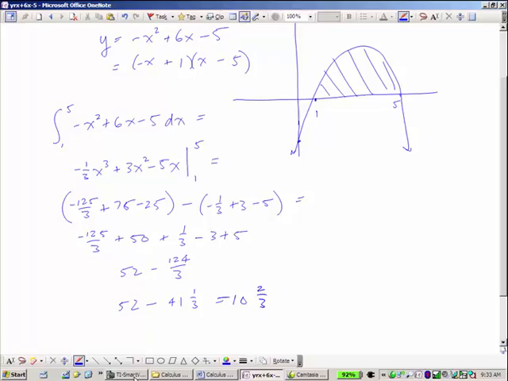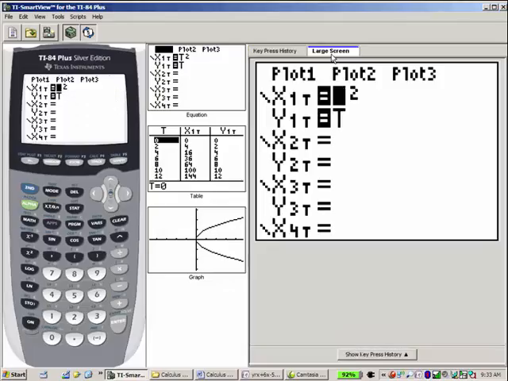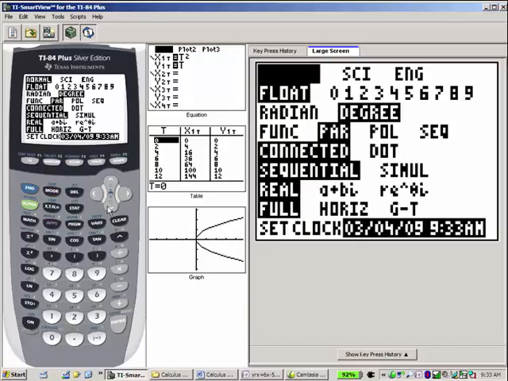All right. So if I now go back to my calculator, we'll go to the large screen. I think I need to be in function mode.